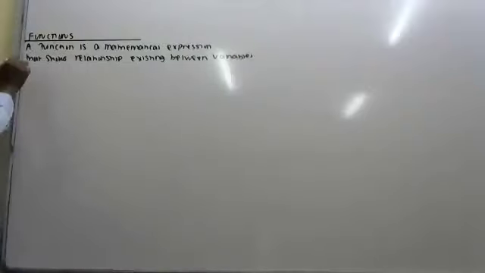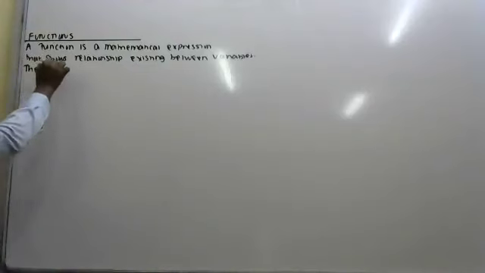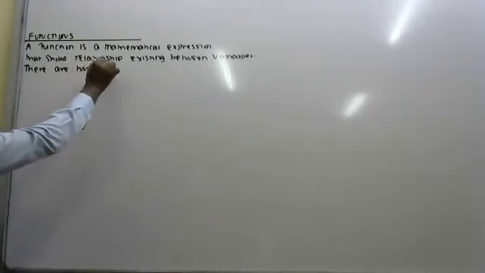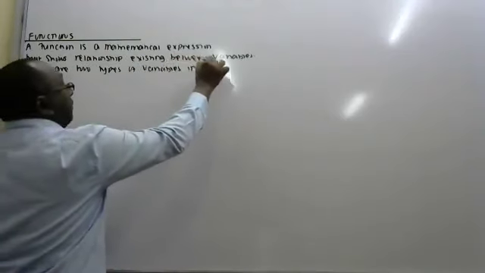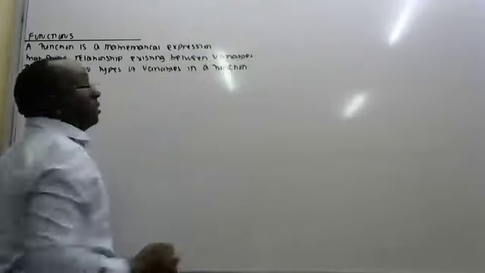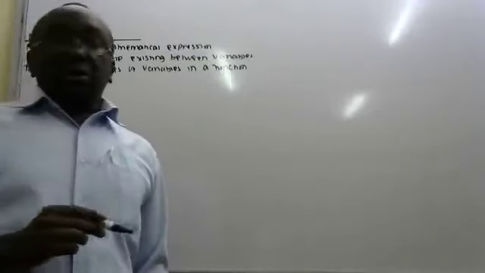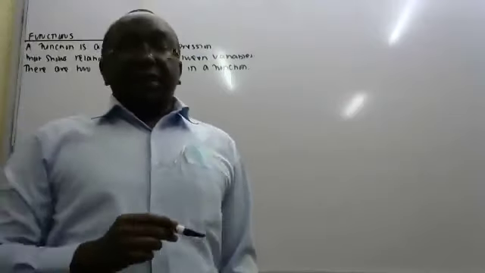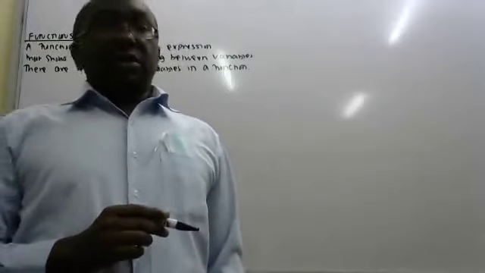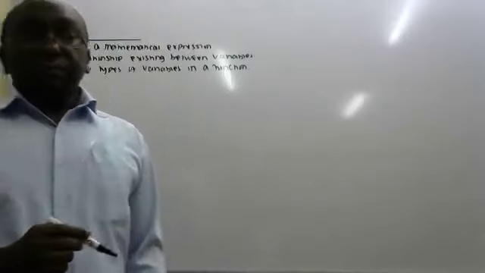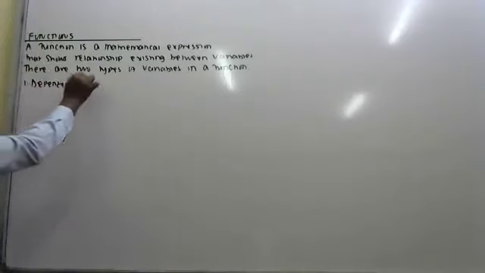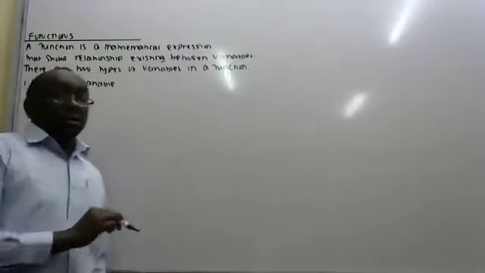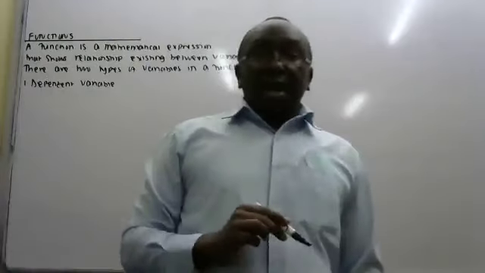First up, there are two types of variables in a function. Number one, dependent variable.